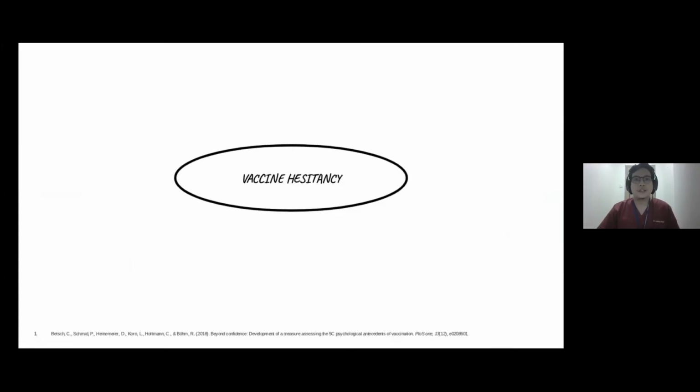In 2018, Cornelia Betsch came up with a model of 5 Cs, the psychological antecedents of vaccine acceptance and hesitancy. It described the 5 factors revolving around vaccine hesitancy. The first C is confidence, which is the trust not only towards the vaccine, but also towards the healthcare workers who deliver it, the government or politicians involved, and even the process of manufacturing and developing the vaccine itself.